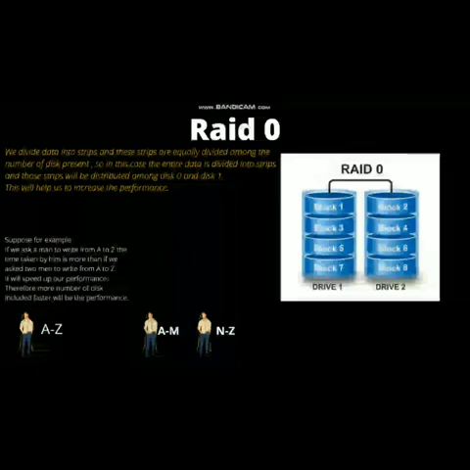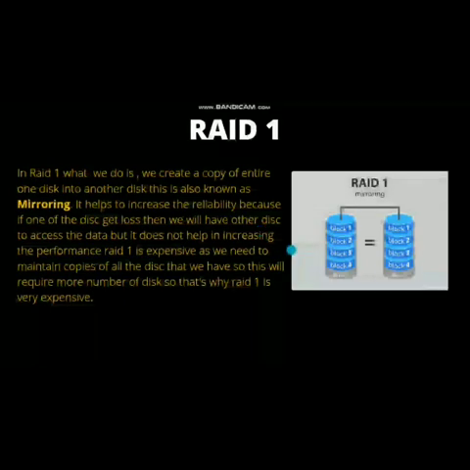In RAID 1, we create a copy of the entire disk onto another disk, as you can see in this figure. Disk drive 2 is just a copy of disk drive 1, and this process is also known as mirroring. It helps to increase reliability, because if one of our disks is lost, then we have another disk for the same access of data. RAID 1 will not increase the performance of the system, and therefore it is very expensive.